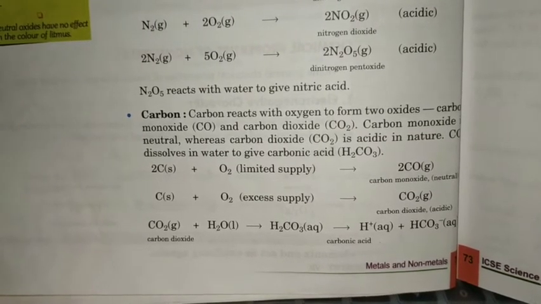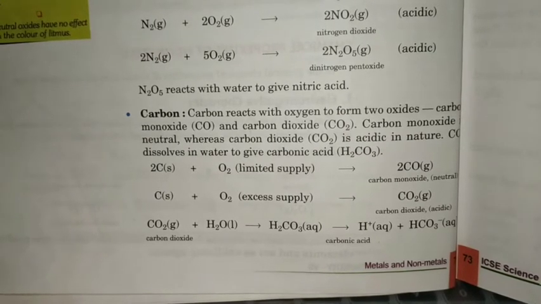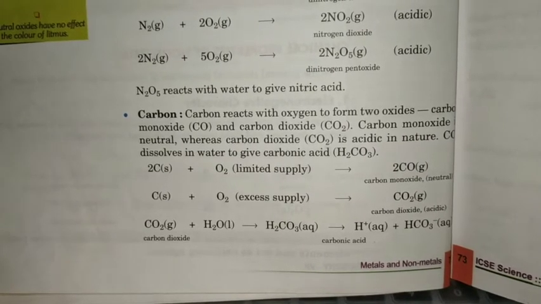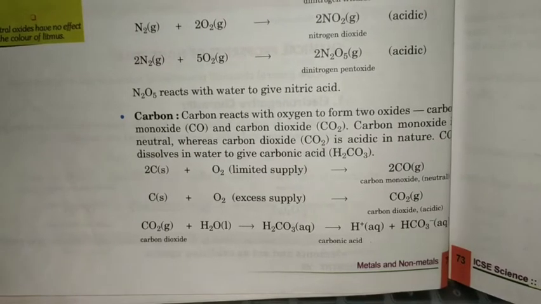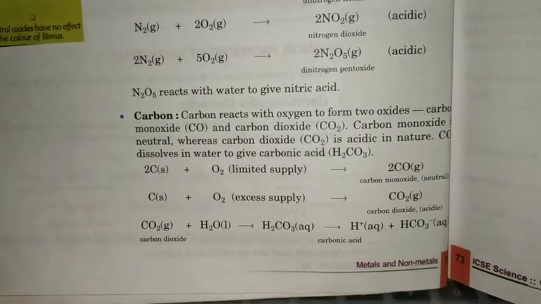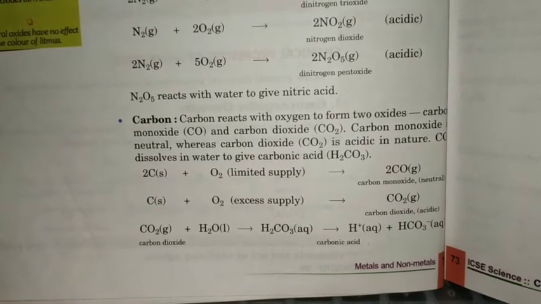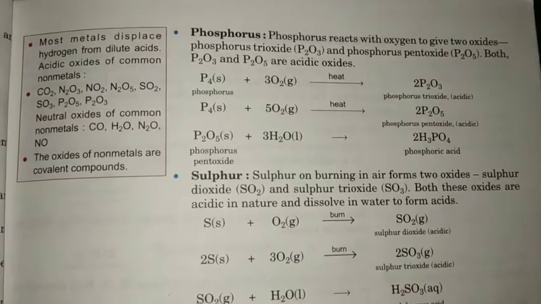Now if you dissolve this carbon dioxide gas in water, carbonic acid is formed. This is H2CO3, carbonic acid. Now if it ionizes, it will give H plus and HCO3 minus. Okay, so this is all about how carbon reacts with oxygen.